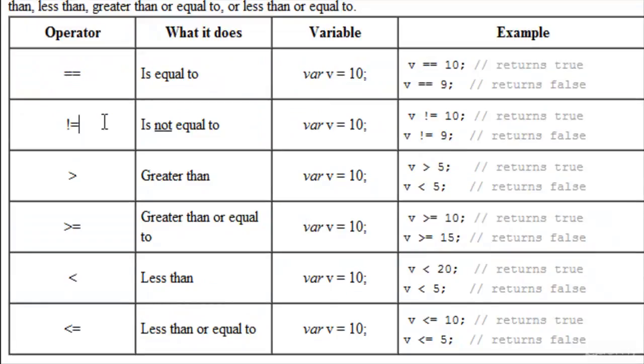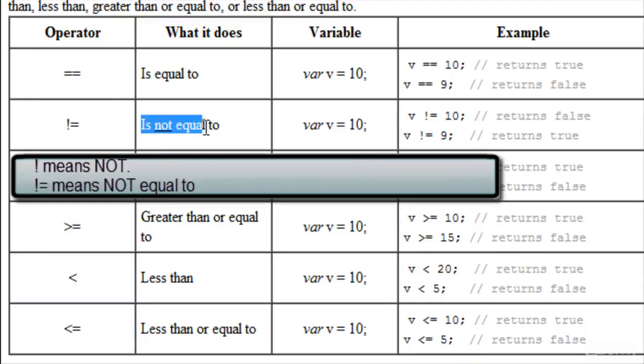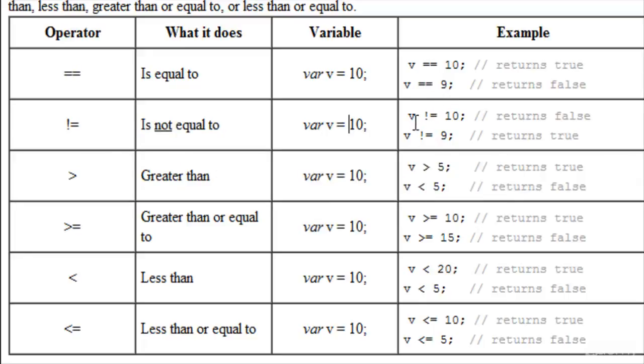Next we have is not equal to. Exclamation mark equal sign is the is not equal to operator. If variable v is equal to 10, and we compared variable v against the number 10, that would return false. That's because v is equal to 10, so if we say v is not equal to 10, well, that's wrong. If it's wrong, it's false. If we said v is not equal to 9, well, that's true, because v is equal to 10. So that statement is right, or true.